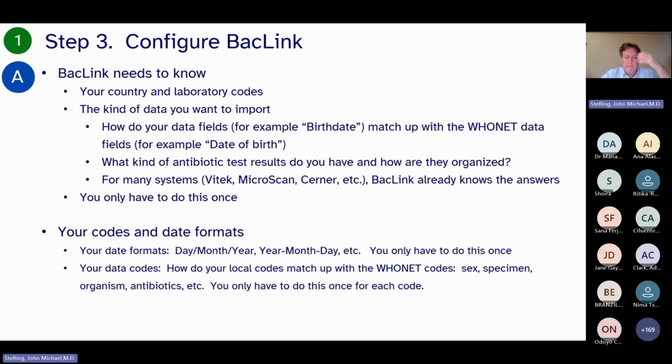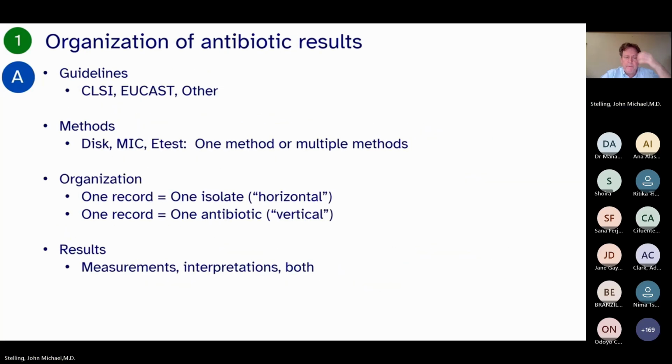That's for the structure. And then codes and dates. Do you do day, month, year, or month, day, year? Your BacLink doesn't care. But BacLink needs to know. If yours is year, month, day, you tell BacLink it is year, month, day. And then your data codes for sex, specimen, organisms, like some people have M and F, male and female. Others have 1 and 2. Others have the word male, the word female, and it would depend on the language, masculino, feminino. So BacLink is just helping them to convert to the WHONET terms, which in this case are M and F.